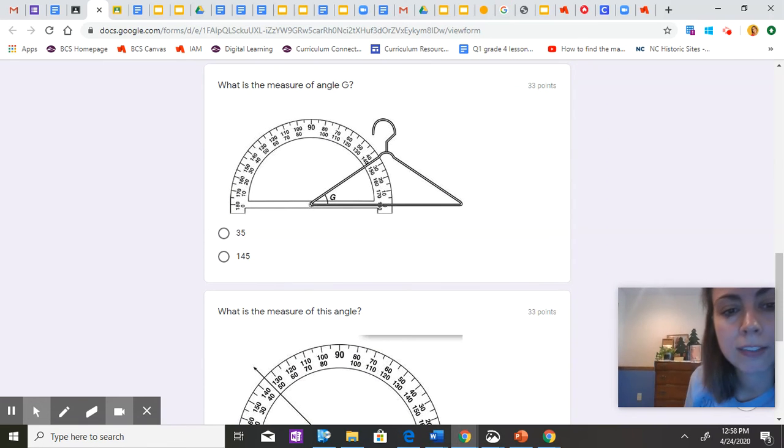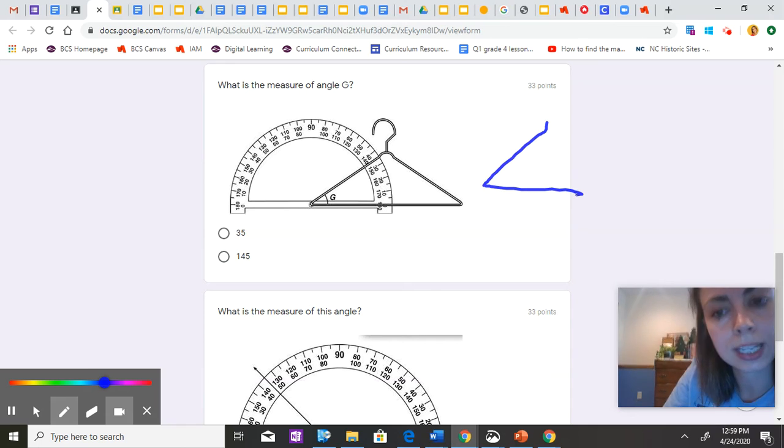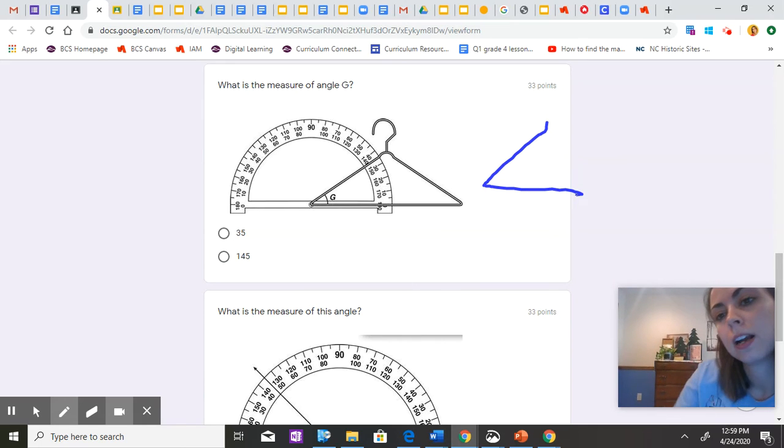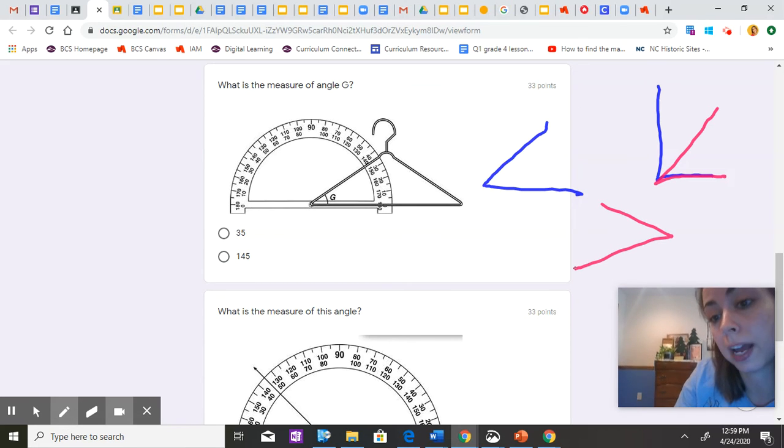What is the measure of angle G? So again, as you look at that shape, is it acute or is it obtuse? It looks like that. Okay. Your right angle is here. Anything on this side or that, look, it could go this way, actually. It can be flipped any way you want. It's just anything that's less than that mark right there.